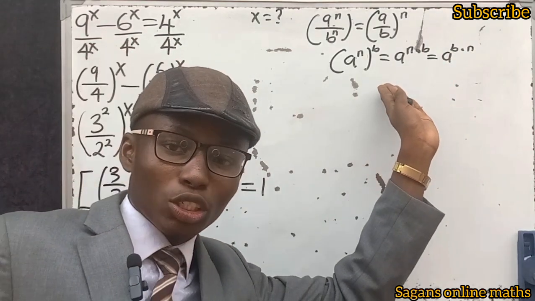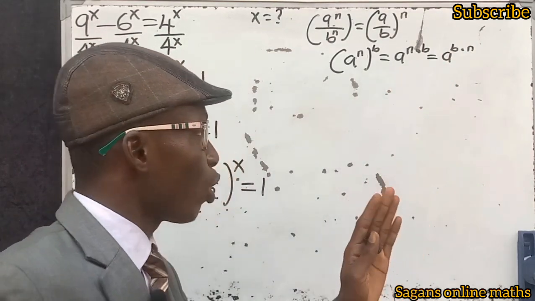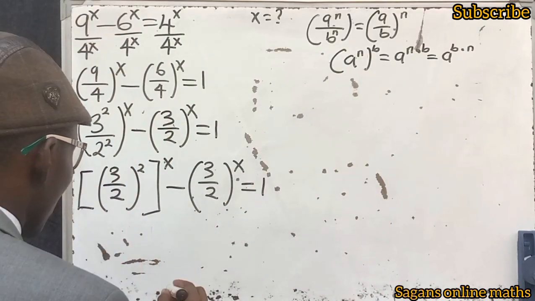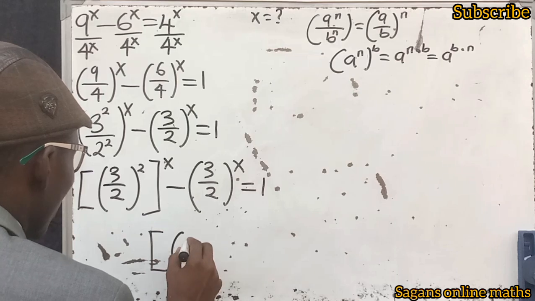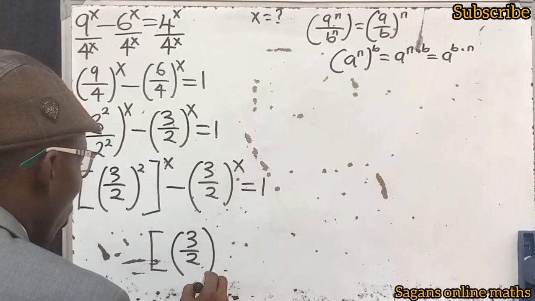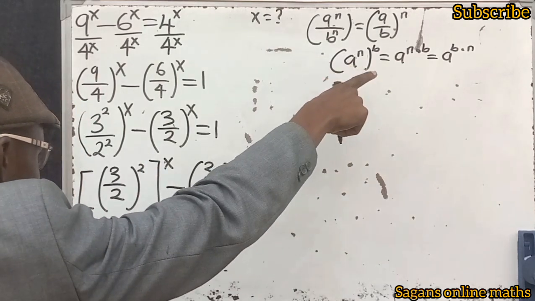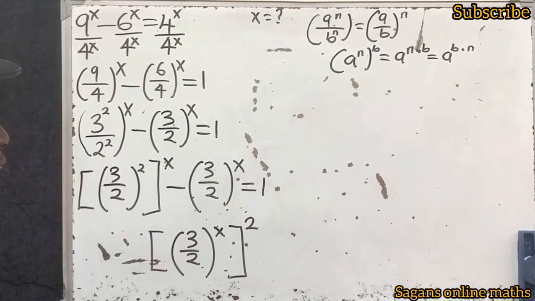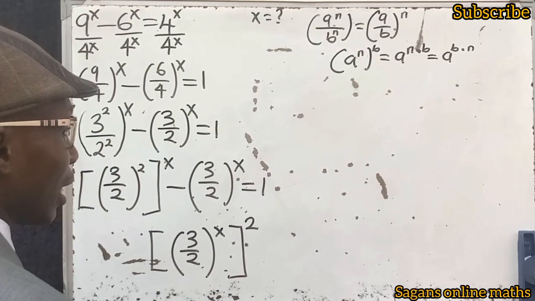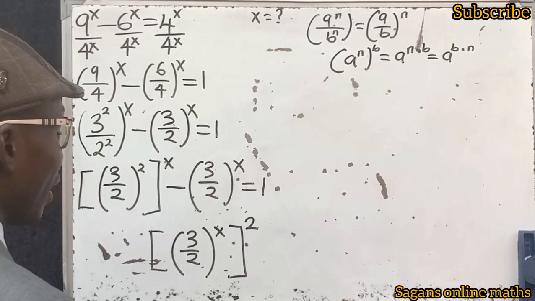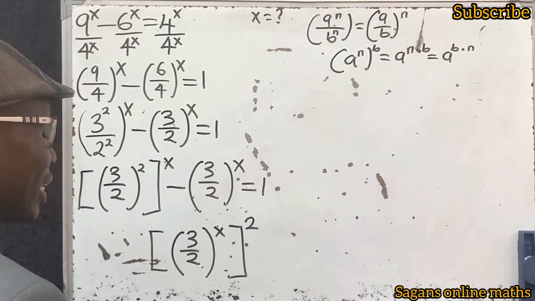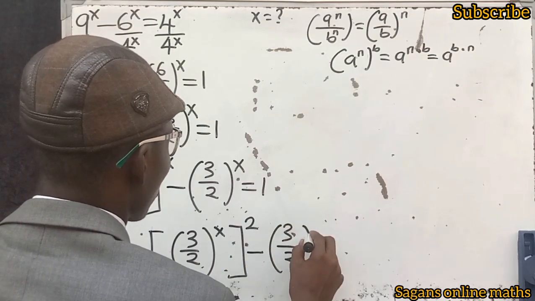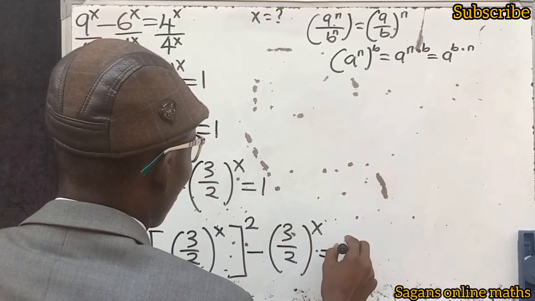Wow, this is pocket genius. Amazing. I love this. Now, by obeying the properties of indices, we can do something very interesting here. We are not wrong if we decide to write this as bracket 3 divided by 2 all to the power of x, all to the power of 2, because 2 times x is 2x and x times 2 is 2x. Then minus 3 divided by 2 all to the power of x. All this equals 1.